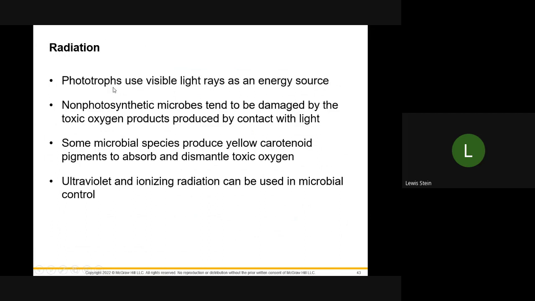Okay. Well, obviously, certain organisms utilize light as an energy source, but photosynthetic microbes, which are the ones that affect us, are damaged by toxic oxygen products produced by contact with light. And there are some oddball ones that produce carotenoids to absorb and dismantle, but the big deal here is the ability to utilize both ultraviolet and ionizing radiations for microbial control. And we use those a lot, more than you would think. And so we'll get into that in methods of control.